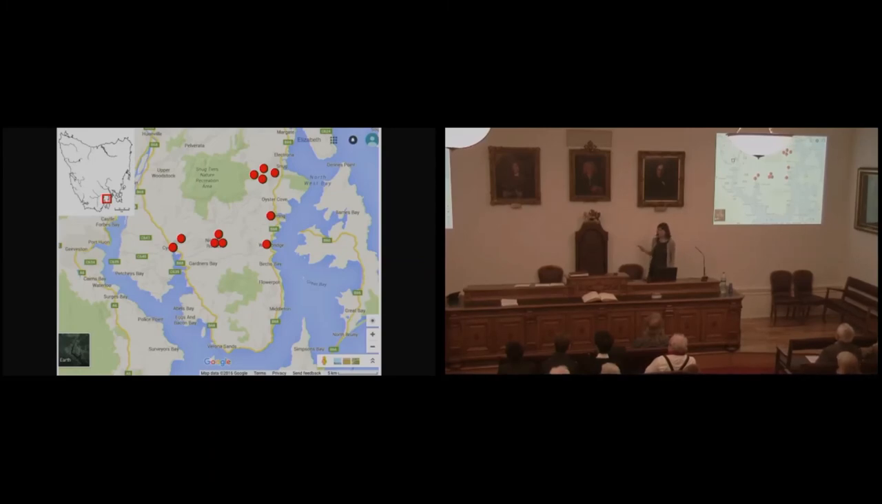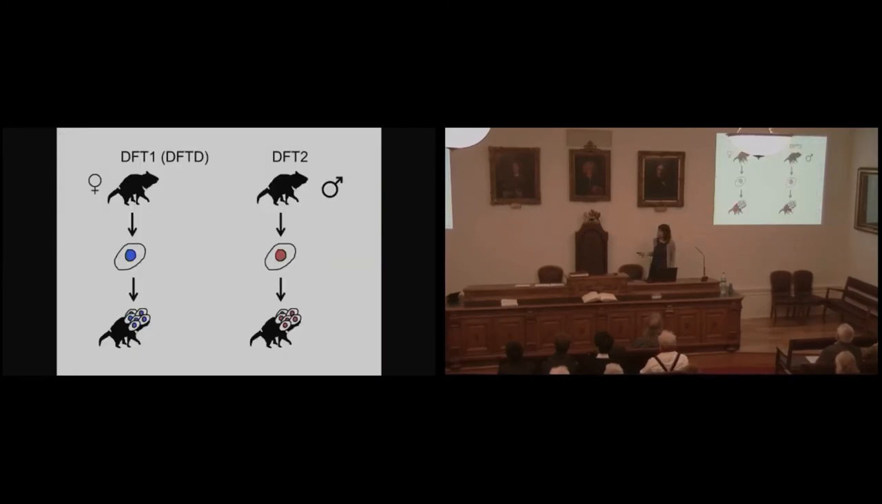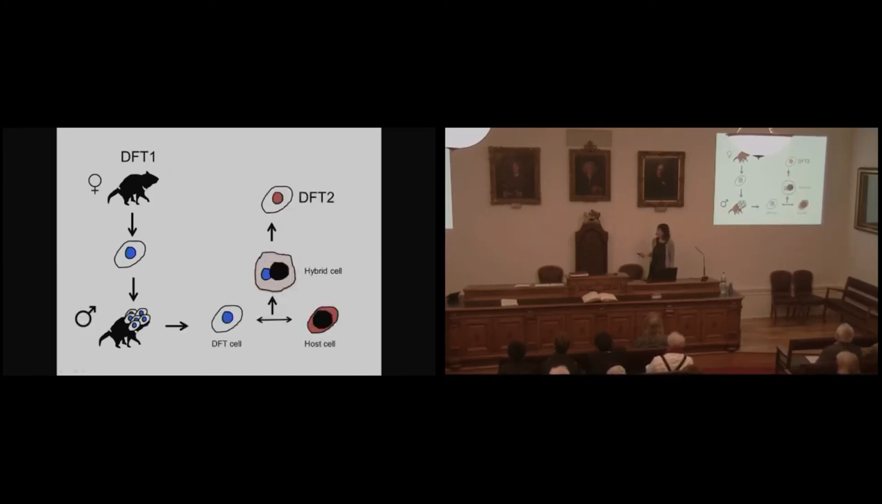So we have two theories as to the origin of DFT2. The first one is that simply two different transmissible cancers arose in Tasmanian devils in the last 20 or 25 years or so. One in a female giving rise to DFT1, and one arising in a male giving rise to DFT2. Our other theory is that perhaps DFT1 first arose, and then at some stage infected a male host. And within this male host, this very bizarre thing happened. A DFTD cell and a host cell merged their genetic material and rearranged it, and then outgrew, giving DFT2, which contains genetic material both from the original DFT1 and from this male individual back here.